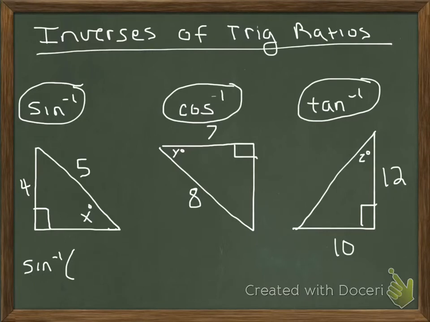What you have to do at this point to find your angle is actually really simple. You have to figure out what your opposite, your hypotenuse, and your adjacent are, and then put in those side lengths for the ratio. Okay, so let's look at this for sine -1.